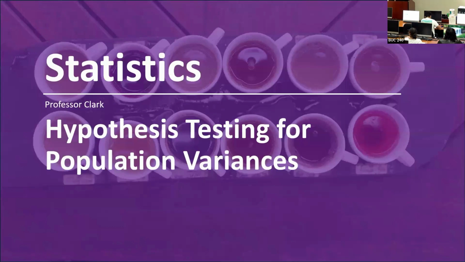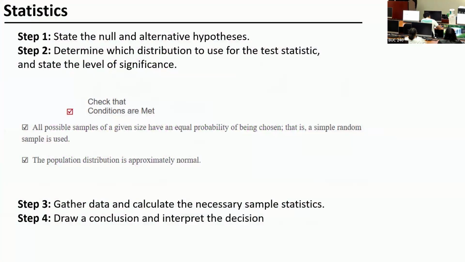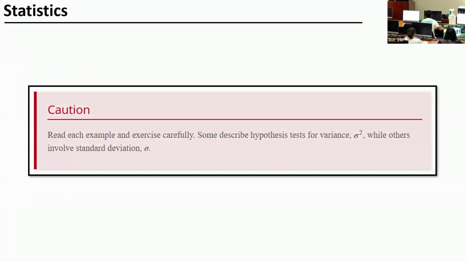So population variances. Literally, once again, you're going to check the conditions apply. Then you're going to state the null and alternative hypothesis, pick your level, same thing as before. Kind of a rehashing. Now, here we go. Notice I put a big red caution there and it says, read each example and exercise carefully. Some describe hypothesis tests for variance, while others involve standard deviation.